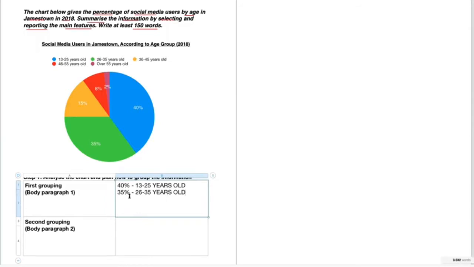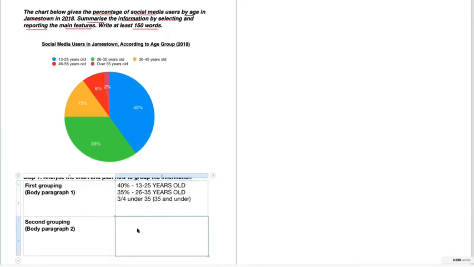And you have to think about what you want to say about this. And I'm no math whiz, but I do see that 40 and 35 equals 75. That's 3/4 of the group. That's a high amount. So I'm going to make sure that I talk about that in my paragraph. So I'm going to say 3/4 of the group are under 35 years old, or they are 35 and under, and that makes a huge segment just with these 2 groups.